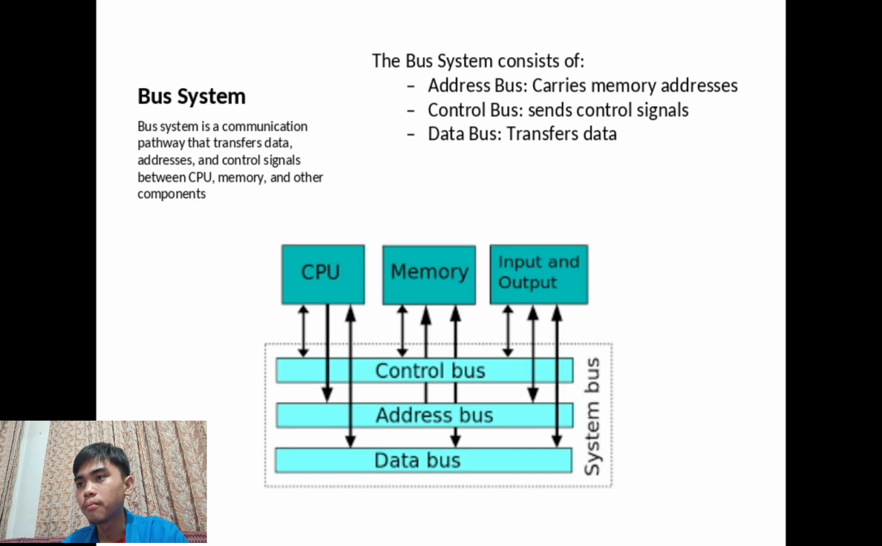Next is the bus system. The bus system is a communication pathway that transfers data, addresses, and control signals between the CPU, memory, and other components. The bus system consists of the address bus that carries memory addresses, the control bus to send control signals, and the data bus to transfer data.